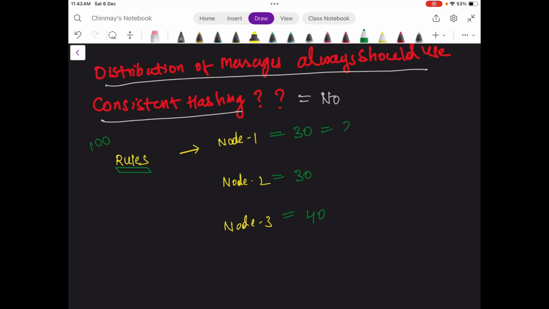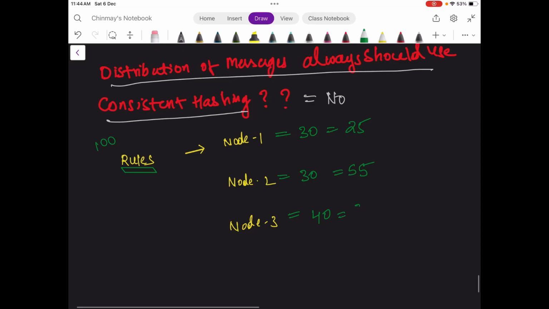Node 1 will execute 25, node 2 will execute 55 and node 3 will execute 30, whatever it may be. Equal distribution doesn't matter here. But we need to execute one rule in one node itself. Whether it is equal distribution or not, it is absolutely fine, so that the server capacities don't get breached, right?